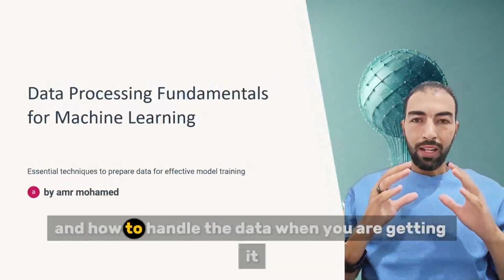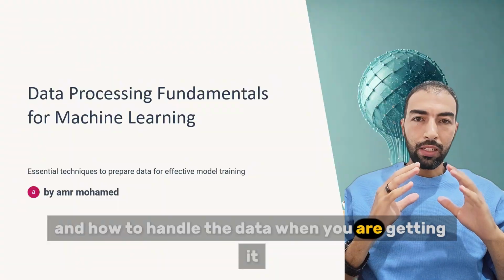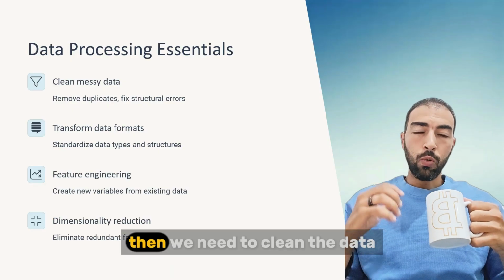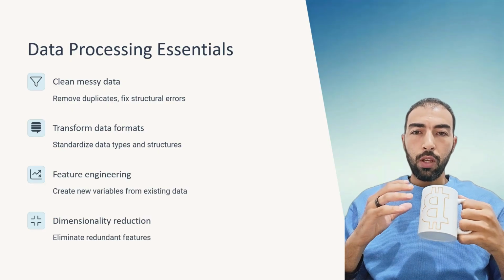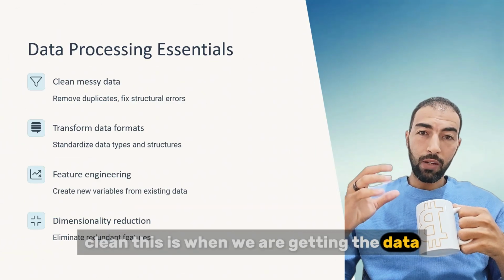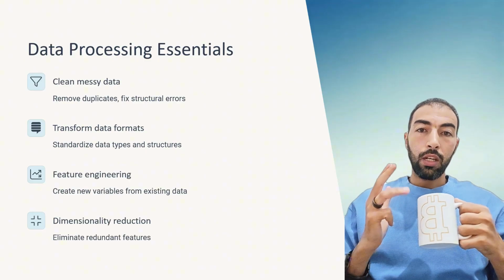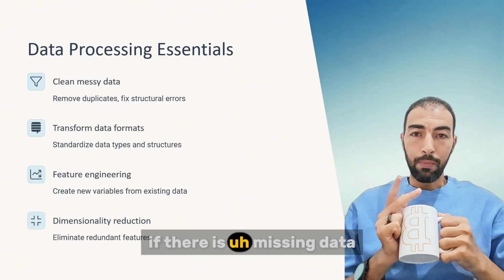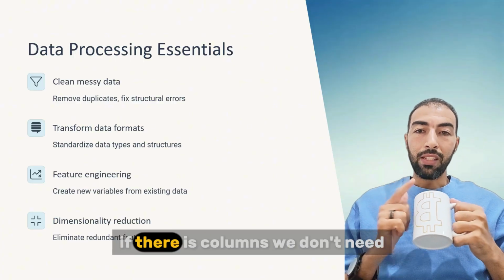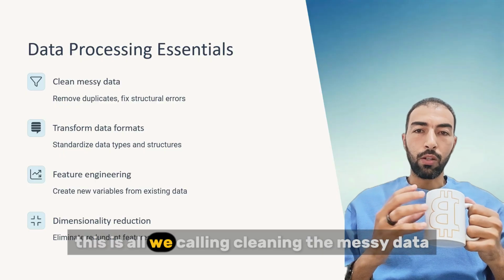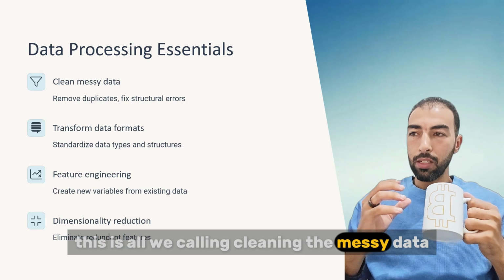Today we will discuss data processing and how to handle the data when you are getting it. First of all, we need to read the data, then we need to clean the data. Clean from what? When we are getting the data, we need to understand if there are duplicates, if there is missing data, if there are columns we don't need. This is all what we call cleaning the messy data.